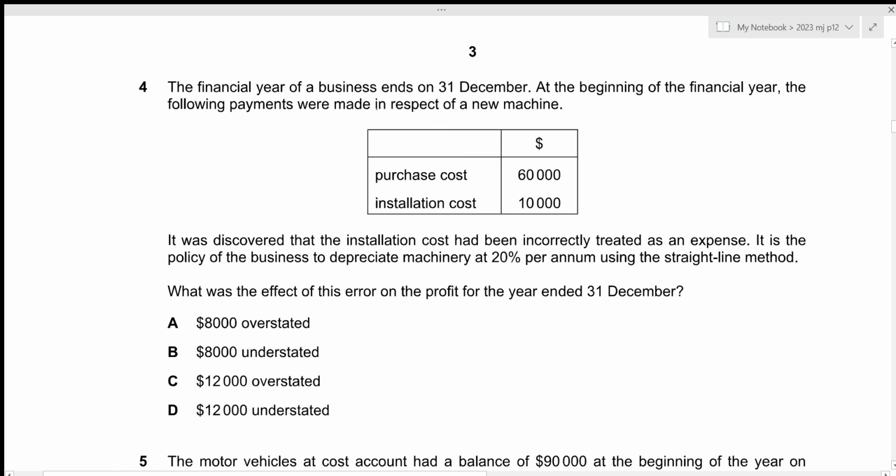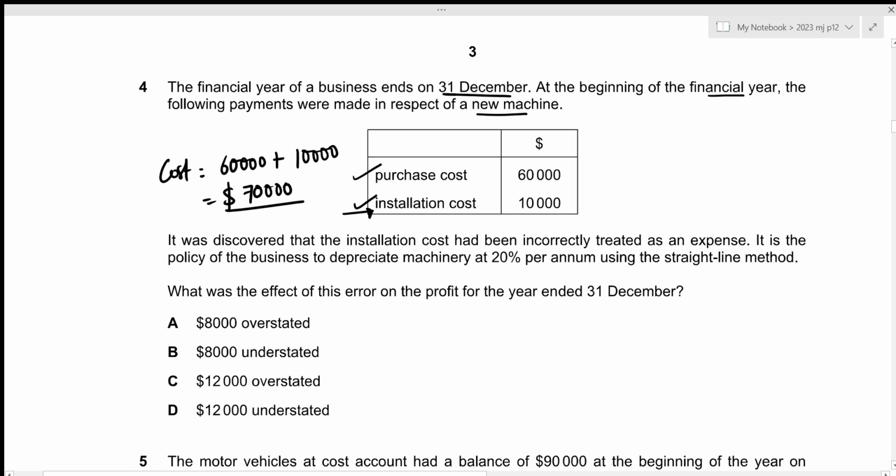The financial year of a business ends on 31st December. At the beginning of the financial year, the following payments were made in respect of a new machine. So we have our purchase cost, which is 60,000, and installation cost, which is 10,000. Again, remember the capital expenditure. We include all of the non-recurring costs as part of the capital expenditure, and installation cost is also non-recurring because once you install that particular machine, it does not need to be installed time and again. So the total cost should be our purchase cost of 60,000 plus the installation cost of 10,000, which is 70,000. So we value the cost of the machine at 70,000.